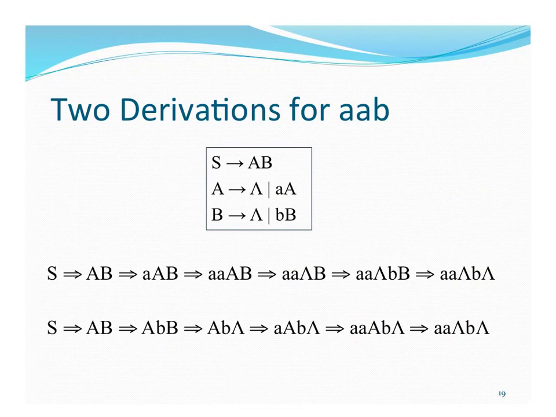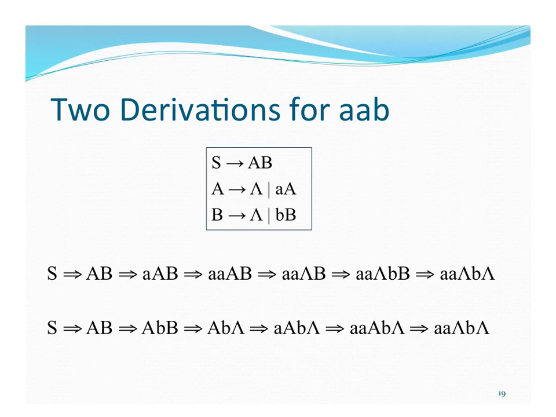Now, I showed you one way to derive AAB, but there are, in fact, other ways. For example, here are two different derivations for AAB. You can see that they both start out the same, with the same first step. But in this first one, we're doing what I did in my example and expanding the A first, and in the second one, we happen to be expanding the B first.